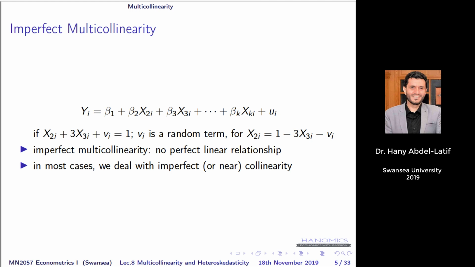So in that case, there's no perfect correlation between x2 and x1, but actually they're still highly correlated. The only difference here is that new error term that makes them not perfectly correlated, but they are still highly correlated, and that's the case that we deal with most of the time. Most of the time you'll be dealing with imperfect multicollinearity rather than perfect multicollinearity.